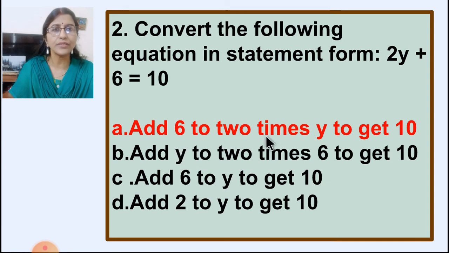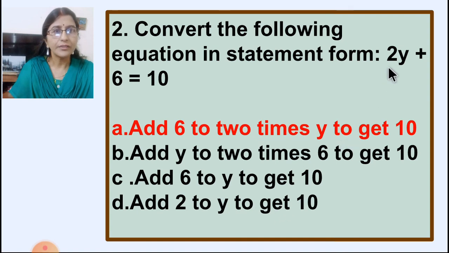So we will first read all the options. Add 6 to 2 times y to get 10. This I have given in red, but in the exam it will not be given. So you will have to first read all the options and then select the right option. Add y to 2 times 6 to get 10. Add 6 to y to get 10. Add 2 to y to get 10.